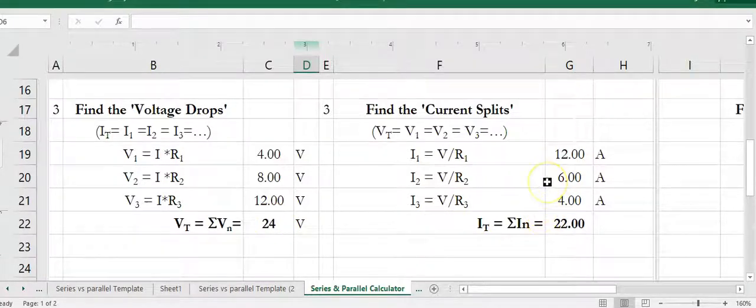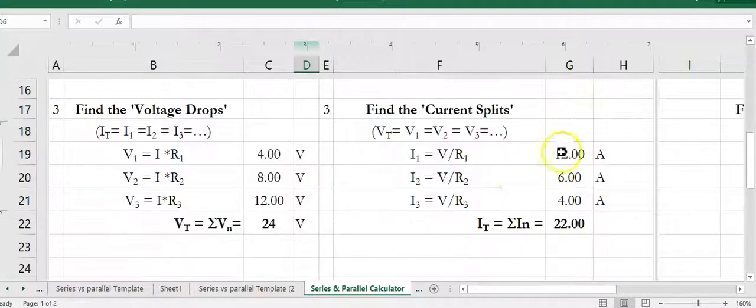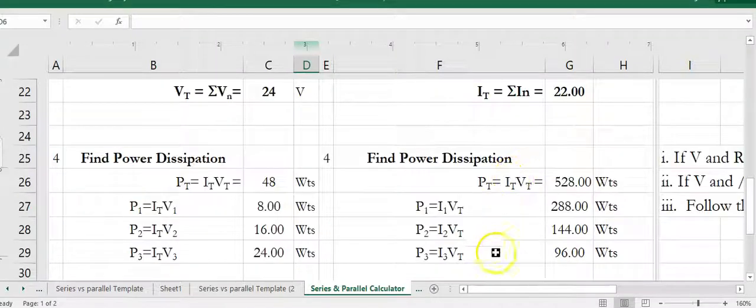But if you're in a parallel circuit, you can see that the current splits into the 3 branches, and the branch with the least resistance had the most current flowing through it, and the branch with the most resistance had the least current flowing through it. But still, when you added these back together, it added back up to the current that was determined in step 2. And then finally, we look at the power dissipation, the wattage.